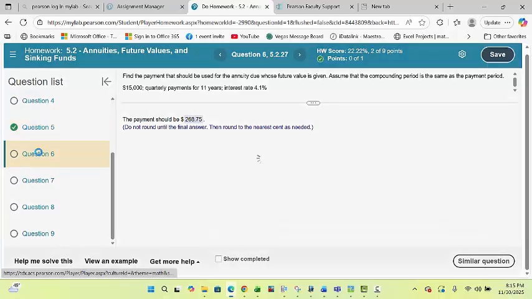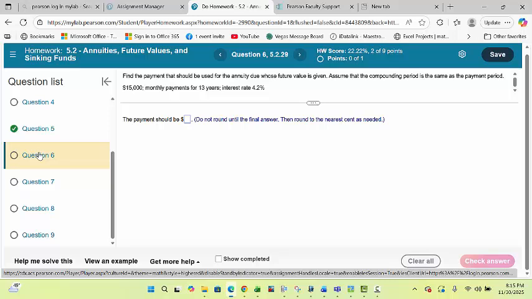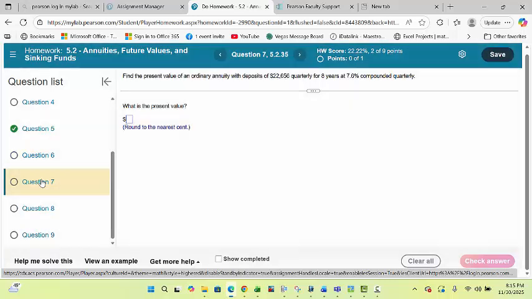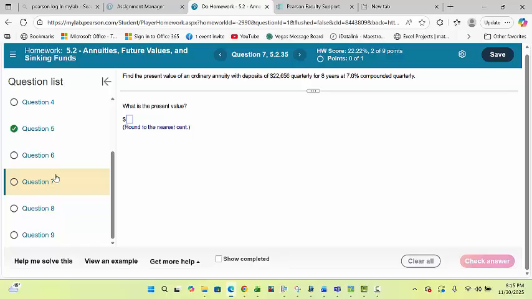So let's see what else looks interesting here. Another annuity due. Okay, present value. Let's try that out. Ordinary annuity. So I'll do calculator first again. So the deposits are $22,656.